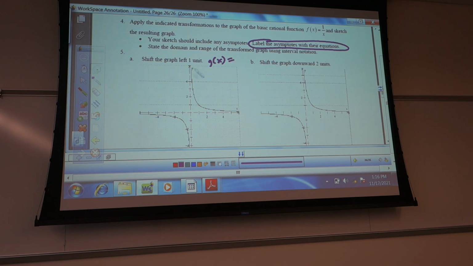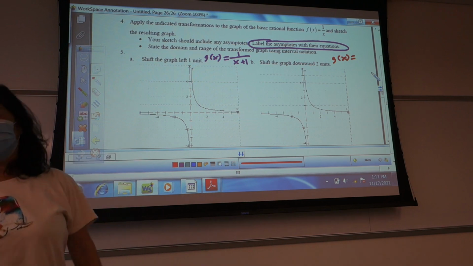So if it's left one unit, what should the new function be? We'll do this once together. G of x should equal what? Left 1. Is that on the inside or the outside? Inside. So inside should be what? X what? Left 1 should be plus 1. Okay. Next one over here. Down 2. G of x equals, and then write down what it should be if you shifted down 2. Everybody do that.